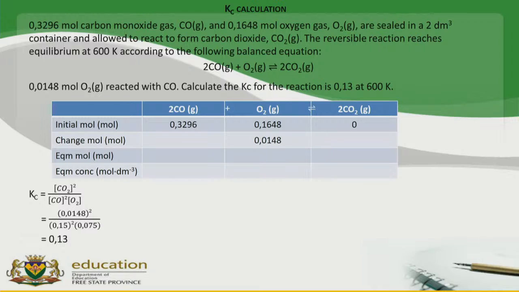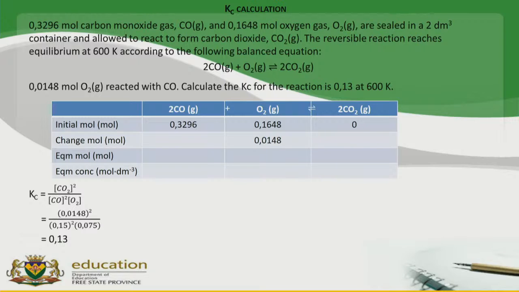So if you include that arrow there, nobody will penalize you, but at least you will already see which one is the reactant and which one is the product. Now you are told that you have 0.396 moles of carbon monoxide at the beginning and 0.1648 moles of oxygen at the beginning. And you know that before the carbon monoxide and oxygen react, you'll have nothing of carbon dioxide. So initially you have what was given and nothing of carbon dioxide.